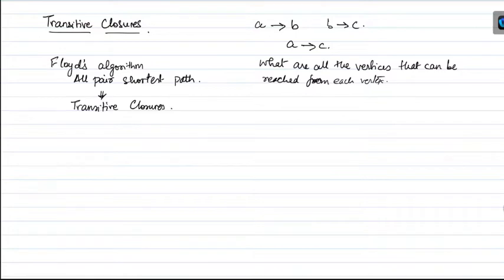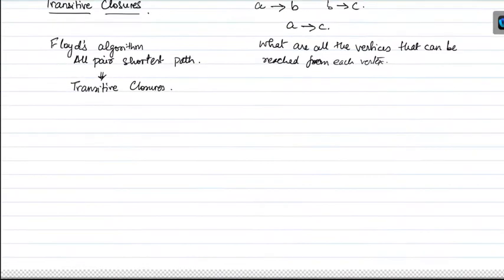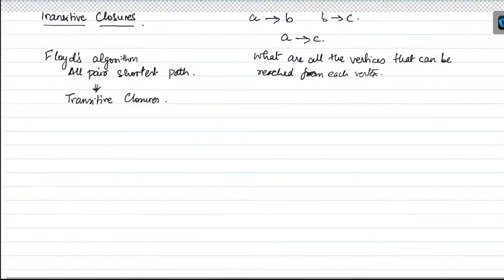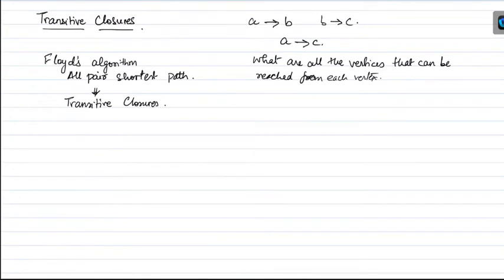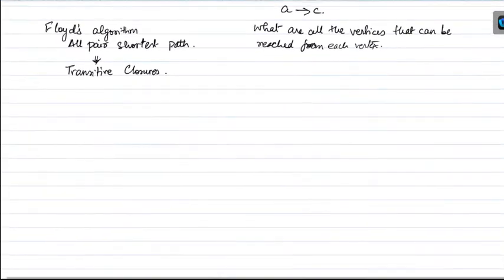All right. So let's start with the all pair shortest path problem, right? And how Floyd's algorithm works for that. And then we'll come to transitive closures. So how does Floyd's algorithm work?